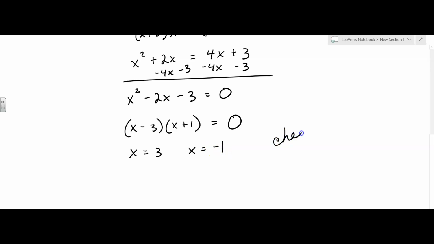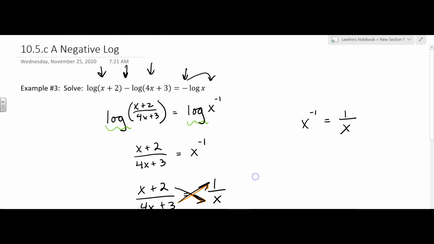But I have to check the arguments. So check to see if I can have 3 or negative 1. And how many arguments do I have to check? I have to check all of them. Any place where the variable is. So if I put in a 3 here, will this be positive? Yes. If I put in a 3 here, will this be positive? Yes. If I put in a 3 here, will that argument be positive? Yes. So the 3 works.